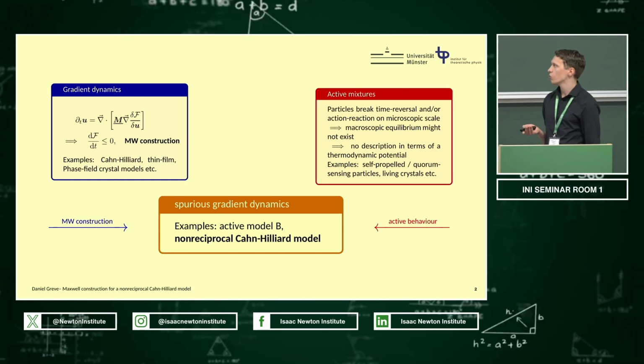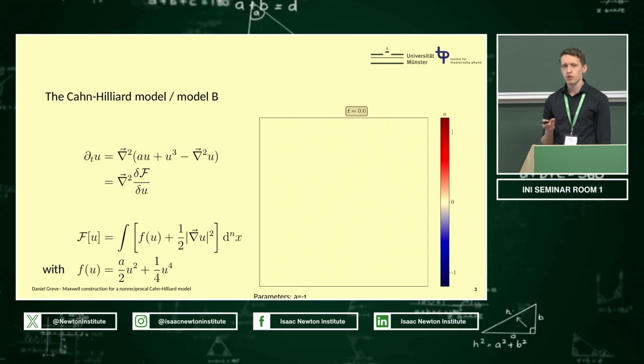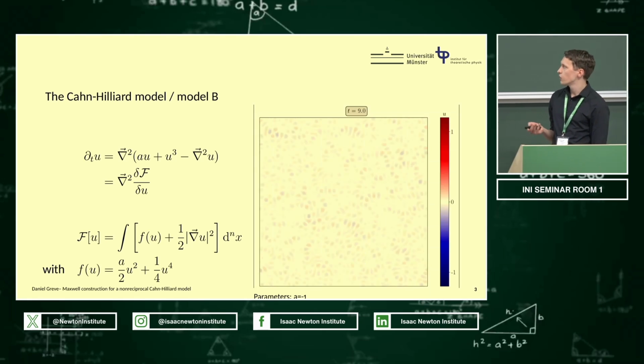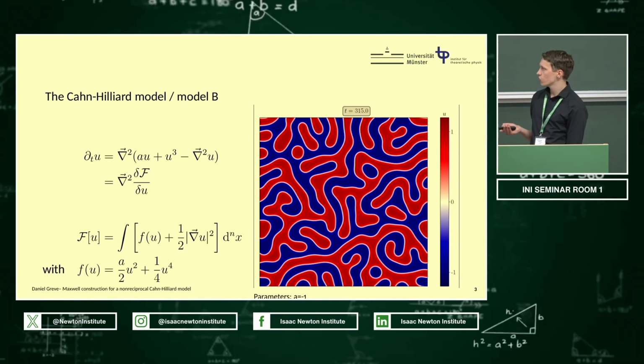Okay, a brief review of what the Maxwell construction is. So this is the Cahn-Hilliard model. It's the simplest anti-diffusive model that you can write down, because here you allow the diffusion coefficient to become negative. So you allow for phase separation, and then you stabilize for small wavelengths with this higher order gradient, and for large fields with this nonlinearity.